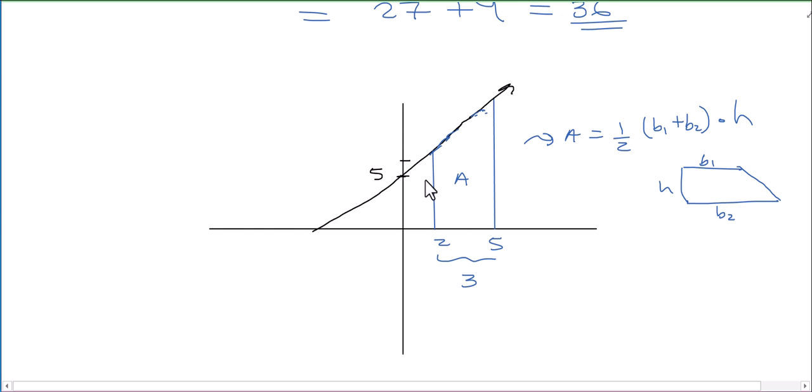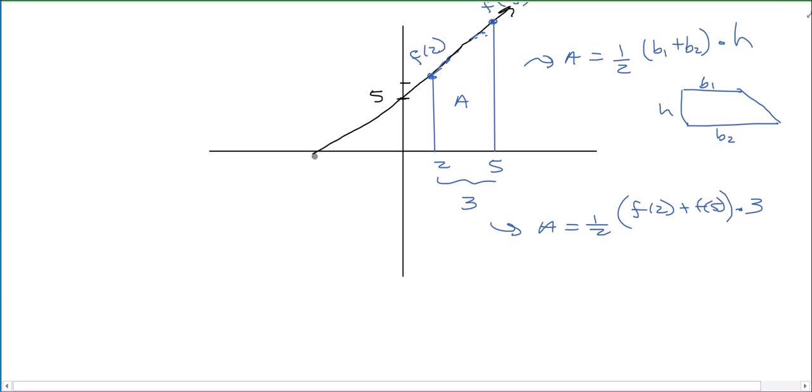So here, this is more like our height, right? Think of it this way. So this is 3, and then our b1 and our b2 are going to be, this is going to be f of 2, and this is going to be f of 5. So the area for this particular trapezoid is 1/2 times (b1 plus b2), so f of 2 plus f of 5 times the 3 here, and then we already have the 1/2 there.